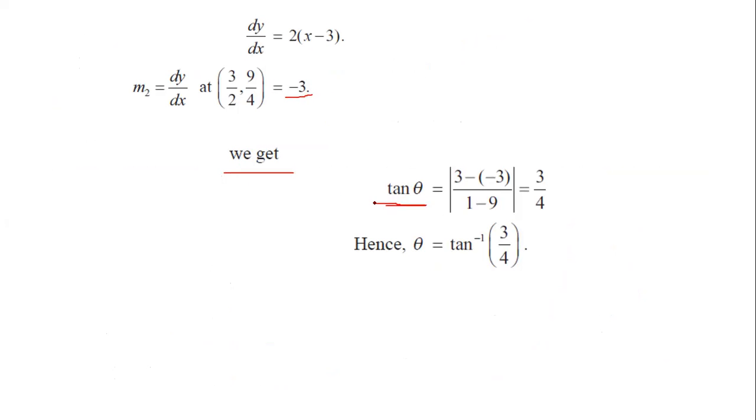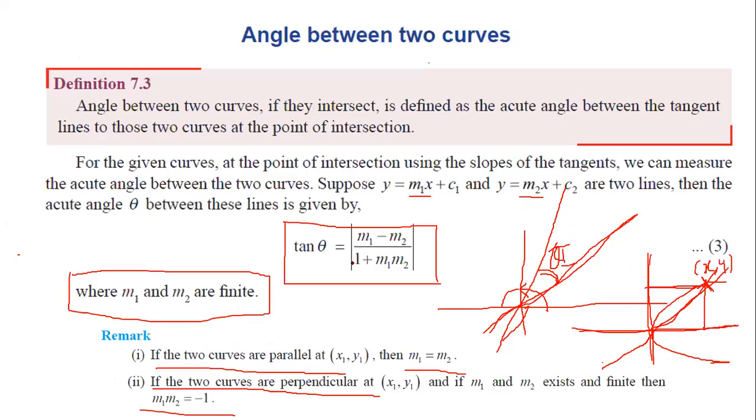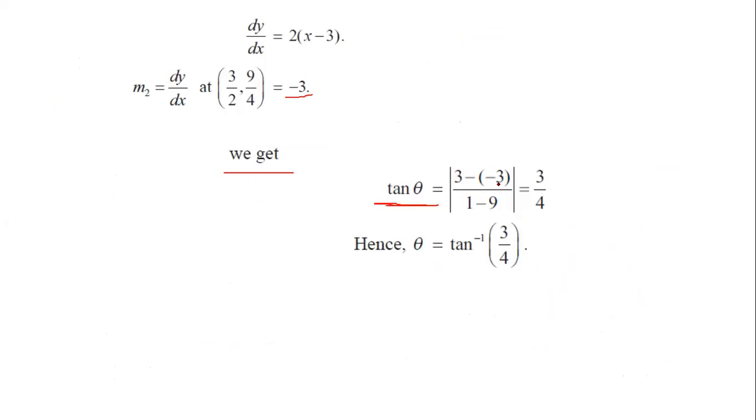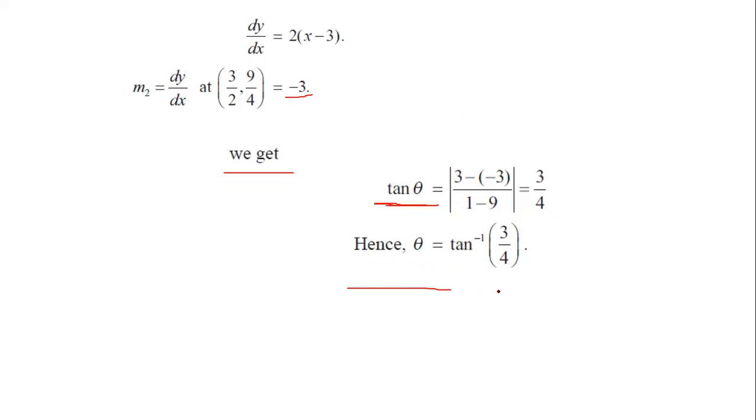Therefore, tan theta, where theta is the angle between the two curves. What is the tan theta formula here? See that, m1 minus m2 divided by 1 plus m1 m2. Substituting the values here, that is equal to 3 by 4. So theta equal to tan inverse of 3 by 4 is the answer for the first problem.